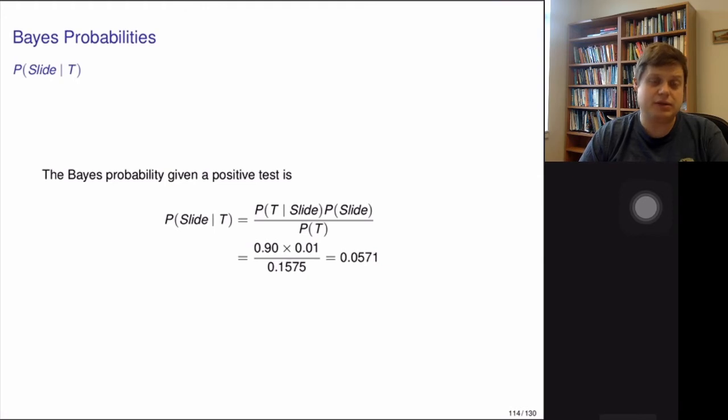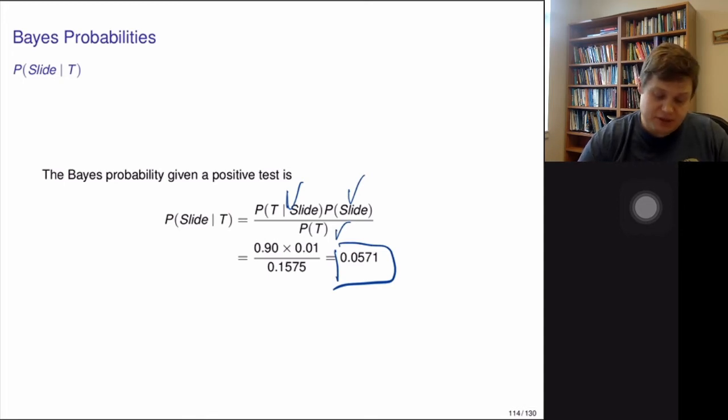Now what we're really interested in is the probability of observing the slide, given that the test is positive. It's the probability of seeing a positive test given the slide, which we know from the specification of the company that makes the test, times the prior probability of the slide, divided by the total probability of seeing the positive test, which we calculated on the previous slide. And if you plug it in and do the calculations, you get a probability of 0.05.